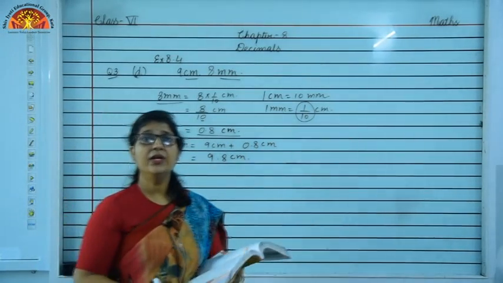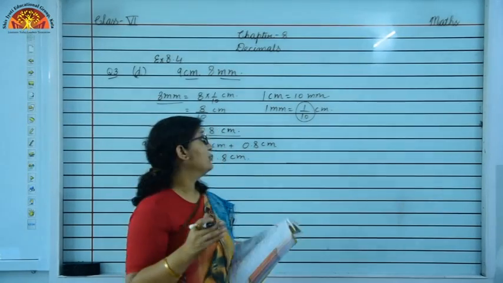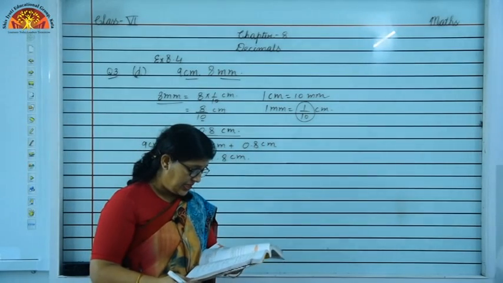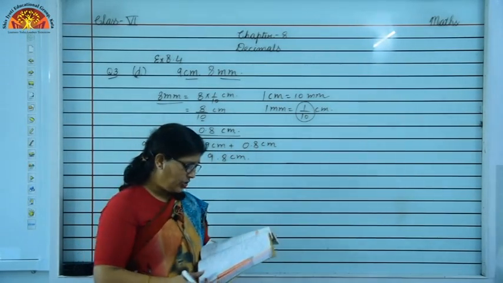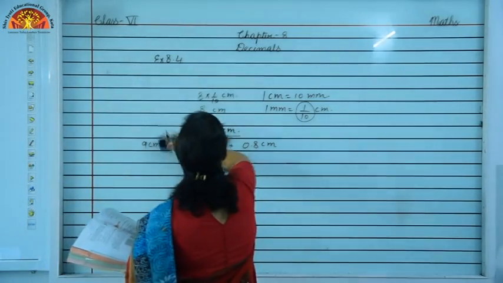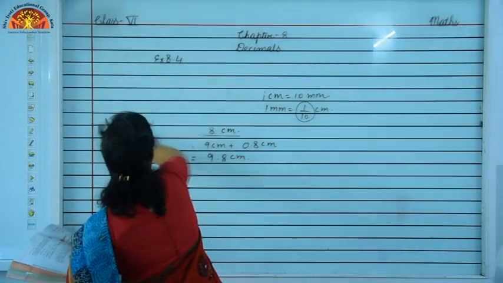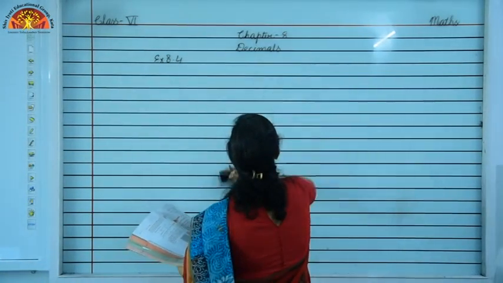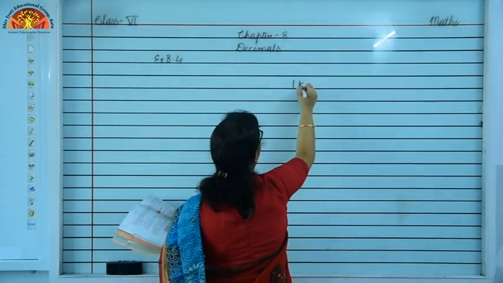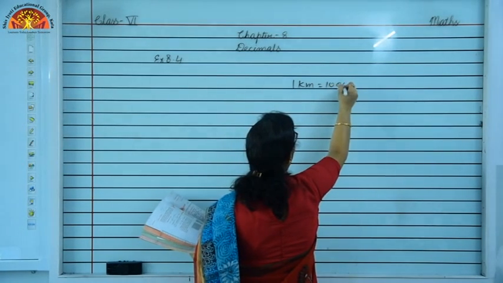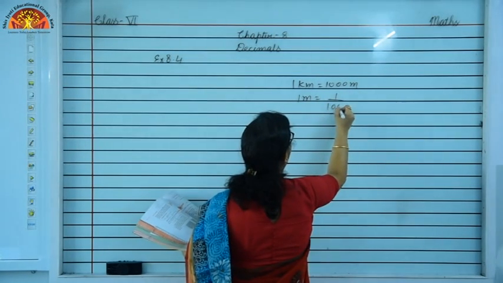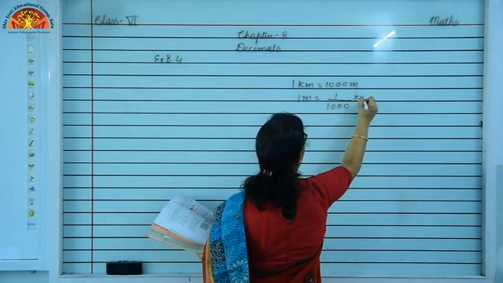Understood how we convert meter and centimeter and millimeter into centimeter using decimals. Now next question is express as kilometer using decimals. Now in this question we have meter and kilometer. Now what is the relation between meter and kilometer? 1 kilometer is equals to 1000 meter. So 1 meter is equals to 1 upon 1000 kilometer.